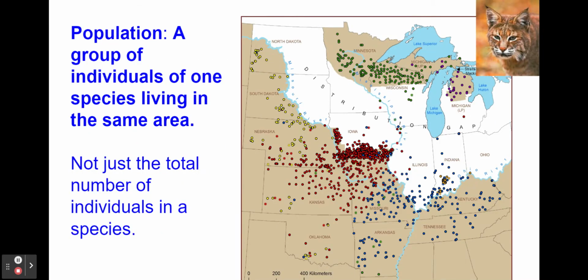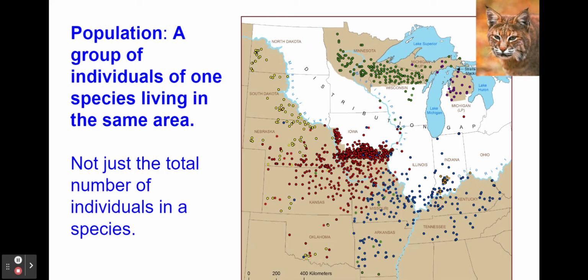On the screen, you can see a map of bobcat populations throughout the Midwest United States. And a lot of students come into this and they say, okay, the population of bobcats is every dot that's on the screen. Every single one of those dots represents one bobcat. Those are all the population of bobcats. But that's not correct. What we actually see is multiple different populations: the green population, the purple population, the red, the yellow, the blue, even the orange population.